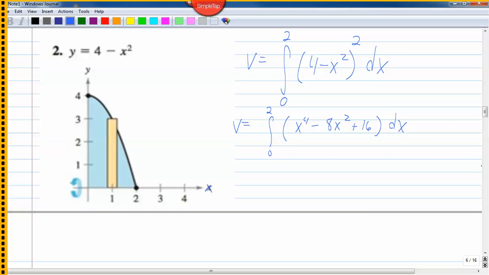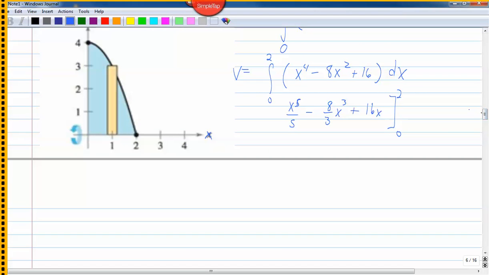So now we can integrate, so that's x to the 5th over 5 minus 8/3 x cubed plus 16x, evaluated from 0 to 2. So plug in a 2. Oh, wait, what do we have on the outside? We have a pi. Don't forget the pi. Pi is good. So we will have a pi on the outside of that, from 0 to 2.